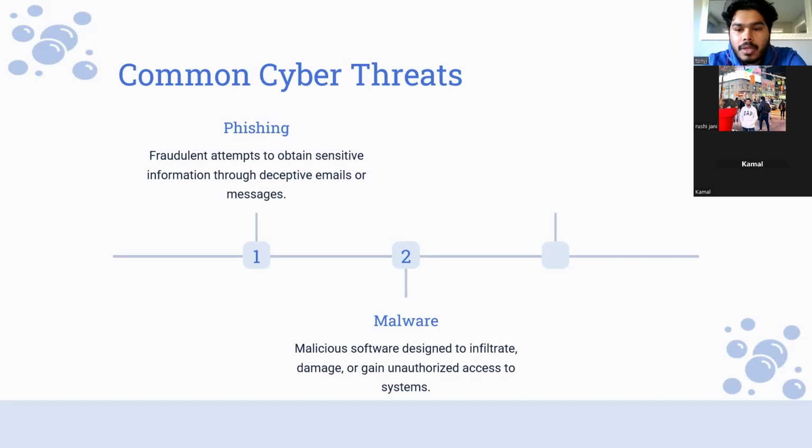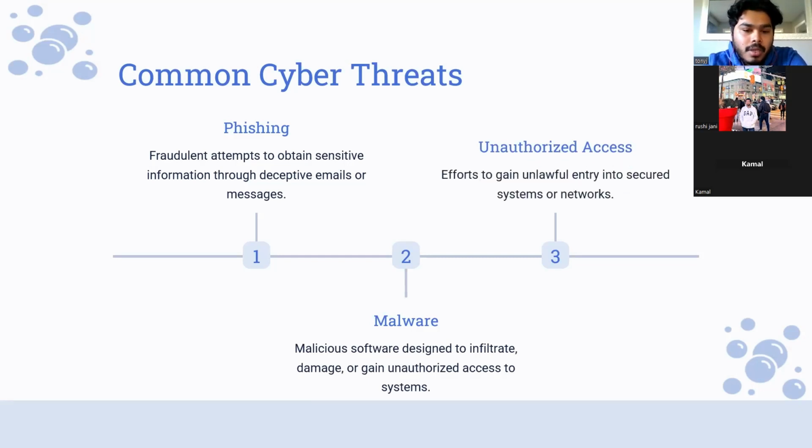The second one is malware. Malware refers to malicious software designed to infiltrate, damage, or gain unauthorized access to systems. The category includes viruses, worms, trojans, ransomware, and spyware. So we all know that. The next one is unauthorized access. Unauthorized access is the effort to gain unlawful entry into secured systems or networks. This can be achieved through various means, such as exploiting vulnerabilities, using stolen credentials, or brute force attacks. Preventing unauthorized access is critical to protecting sensitive data and maintaining the integrity of our systems.